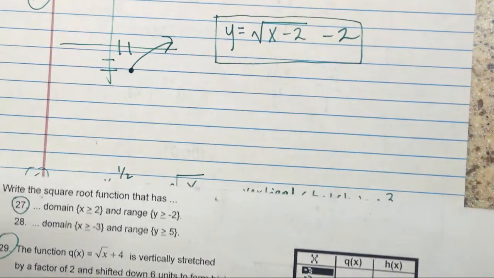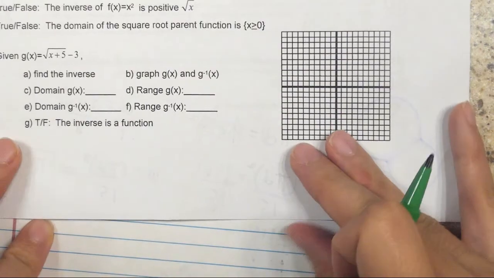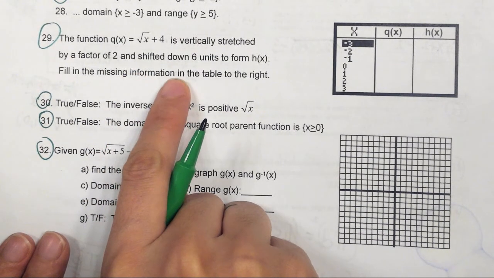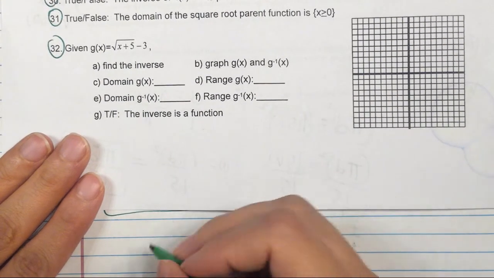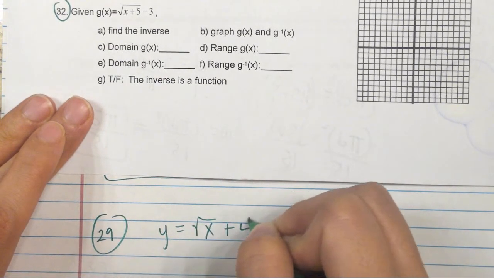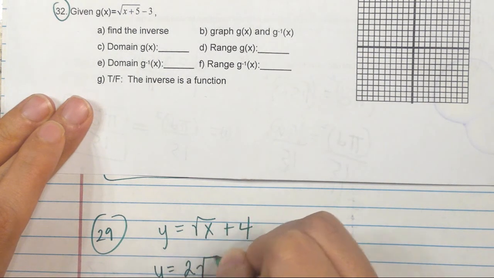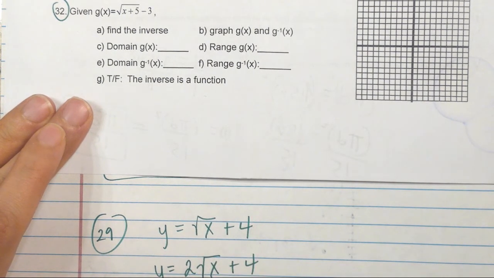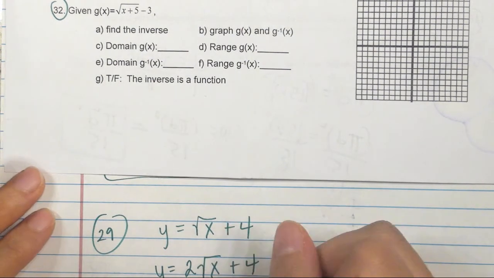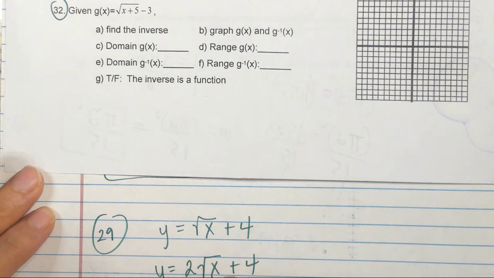For number 29, it says that the function square root of x plus 4 is vertically stretched by a factor of 2. Let me go ahead and write this one down here. Right, so it says vertically stretched by a factor of 2 and shifted down 6 units. Fill in the missing information. So if it's vertically stretched by a factor of 2, this is your equation. The 2 is going to go in front. And then it's going to go down 6 units. So if this is up 4, I'm going to subtract 6 from that because it's going down. So 4 minus 6 is -2.